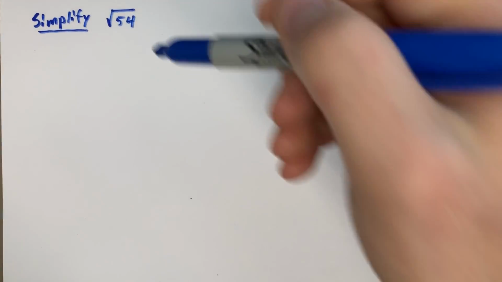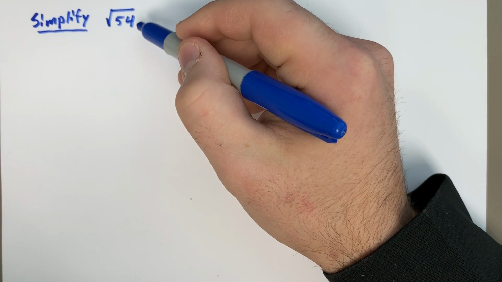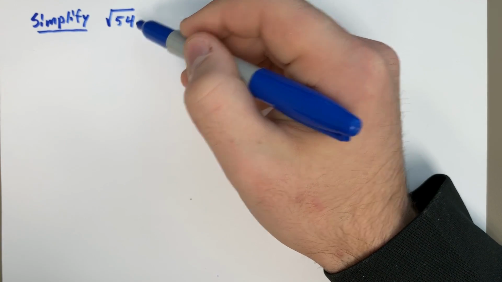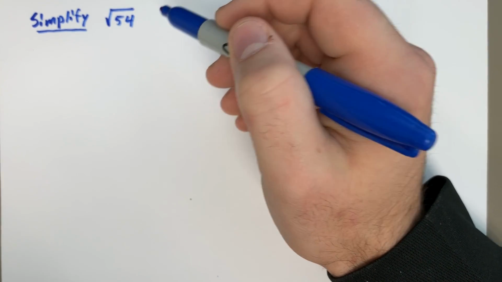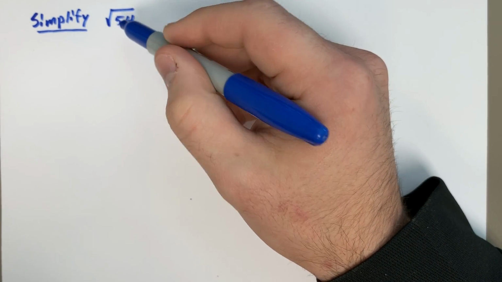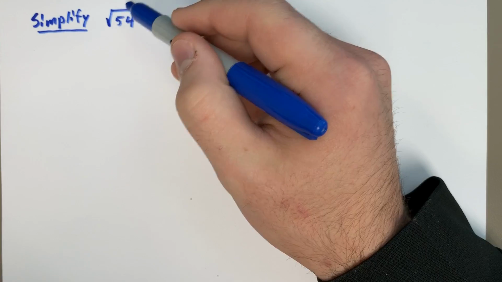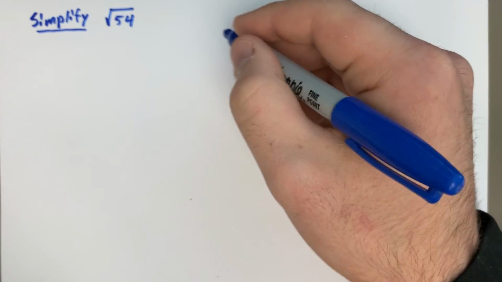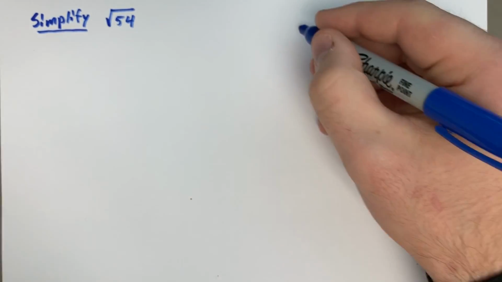First thing we want to keep in mind here is that 54 is factorable. That is, it's a composite number made up of a bunch of numbers multiplied together. And we're going to use that fact to see if we can get some cancellation to happen with this radical here. So what we're going to do is use what is called a factor tree, and this works as follows.